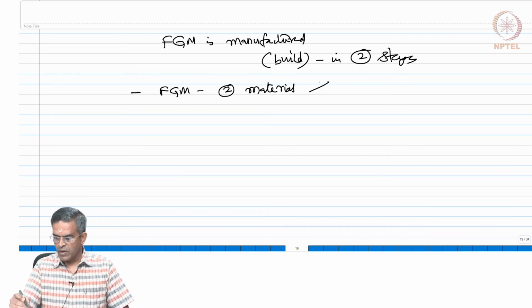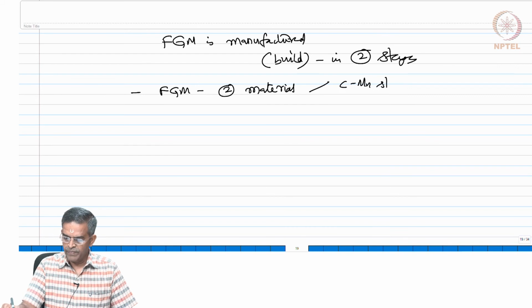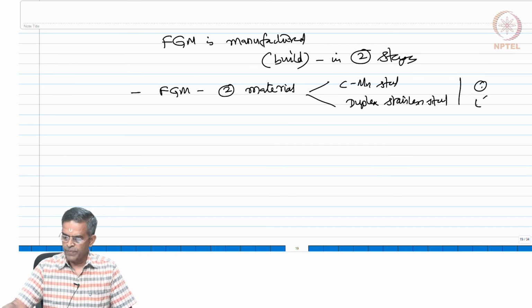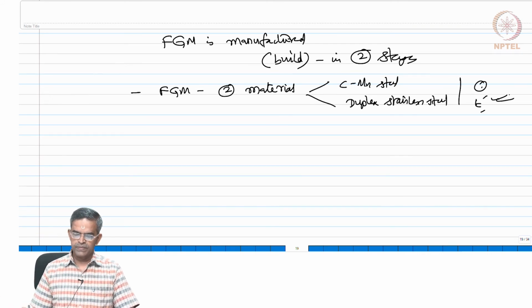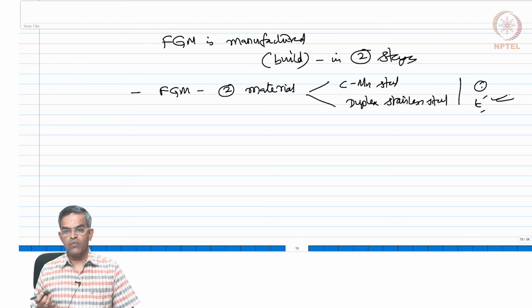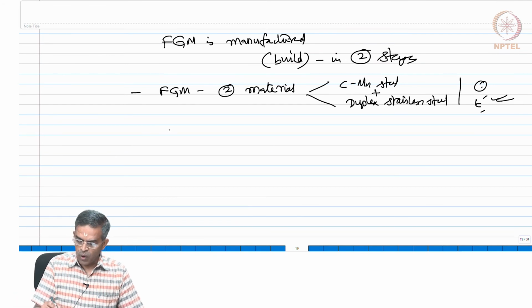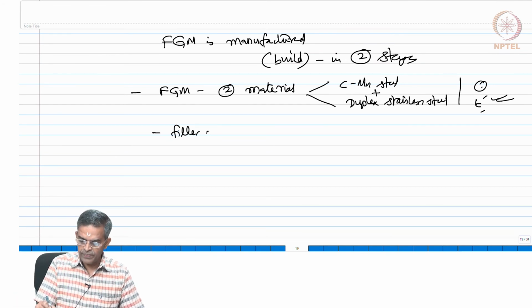One is carbon manganese steel, the other is duplex stainless steel. The thickness, shape, everything is fixed. They are fed in the form of wire, and we are going to deposit it in two stages. To bind these two, we also require a filler material.